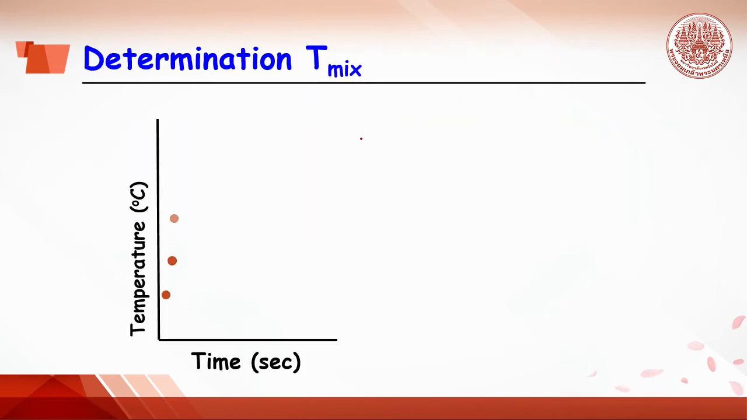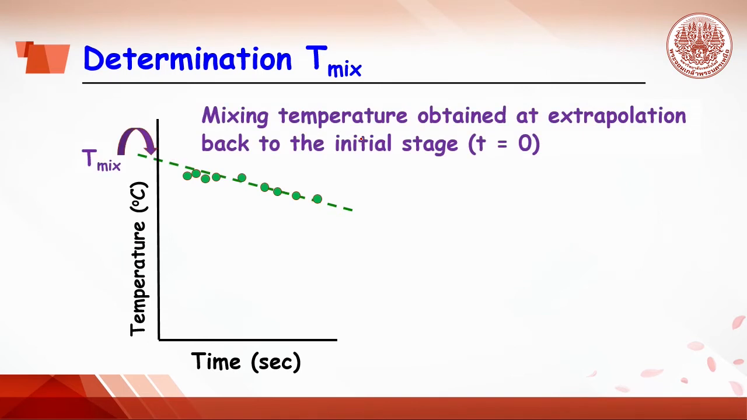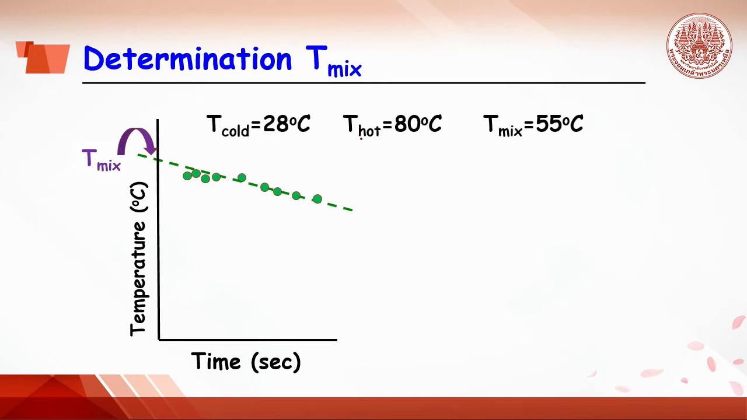The initial plot might not be observed, so each group might get only these plots. Final temperature, or temperature of mixing, is obtained by extrapolating the linear portion of the curve to zero time. For instance, if the temperature of cold water is 28 Celsius, the temperature of hot water is 80 Celsius, and T mix from the curve plotting is 55 Celsius.